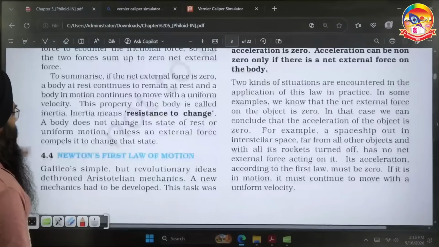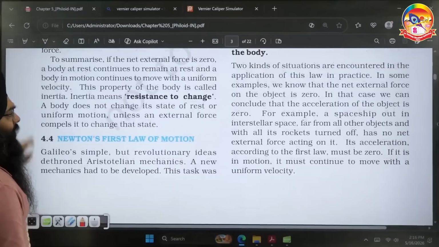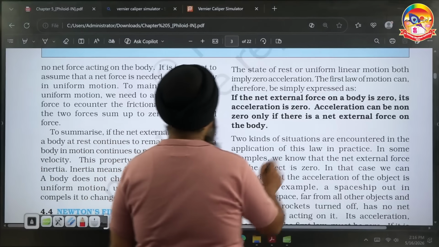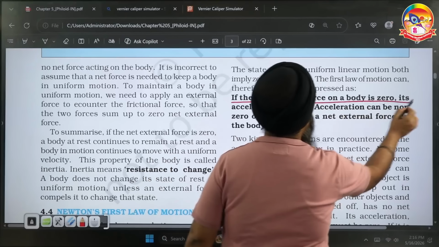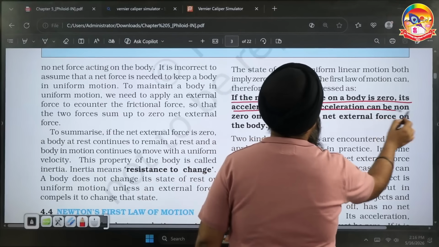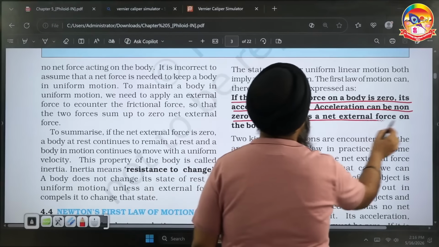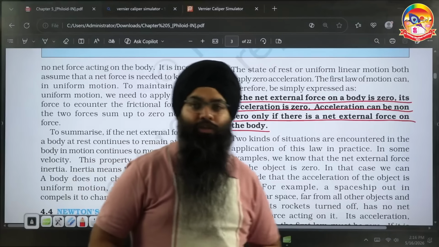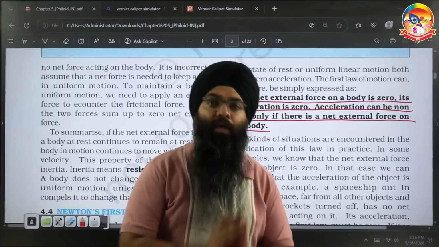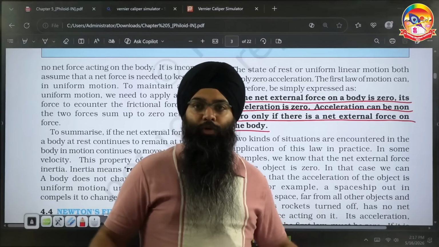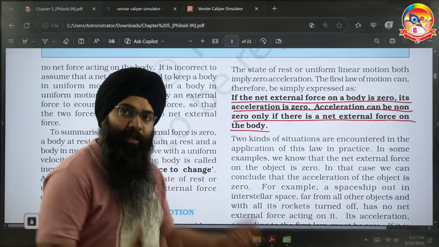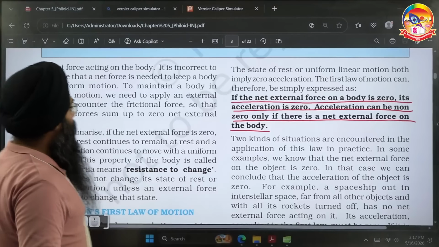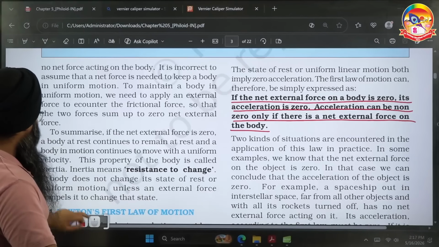Okay. So this was basically Newton's first law of motion. I already told you what Newton's first law is. Let me explain it again. If the net external force on a body is zero, its acceleration is zero. Acceleration can be non-zero only if there is a net external force on the body. In simple terms, if the net external force is zero, the body will not change its state. There will be uniform motion, so there will be no acceleration. If you have to create acceleration in the body, then you have to apply a net external force on the body. Chalo, let's move forward.